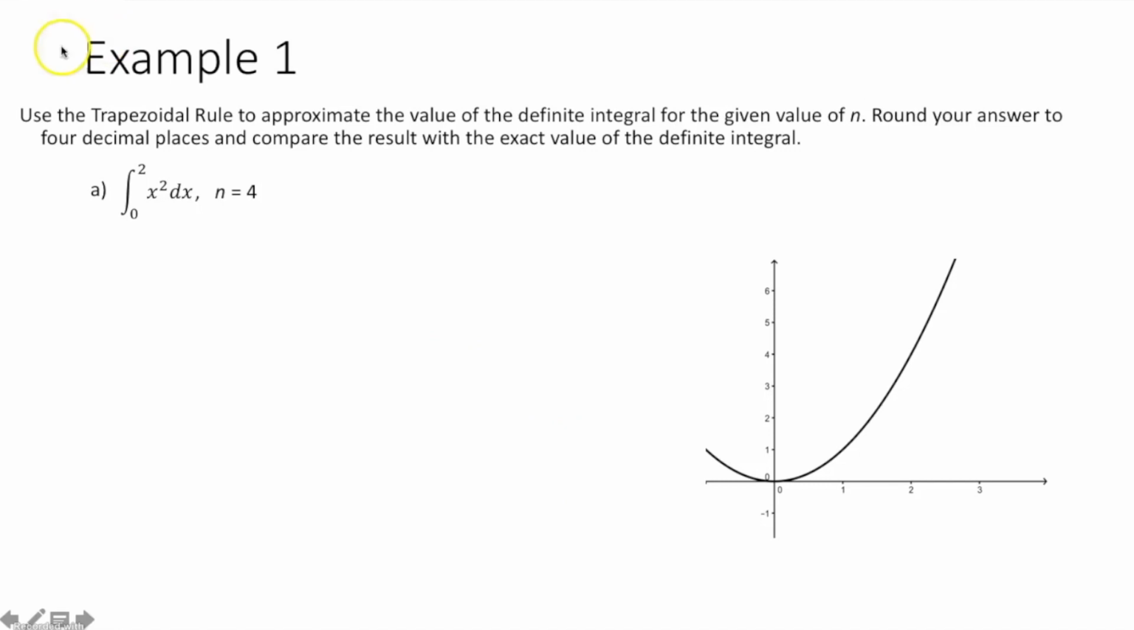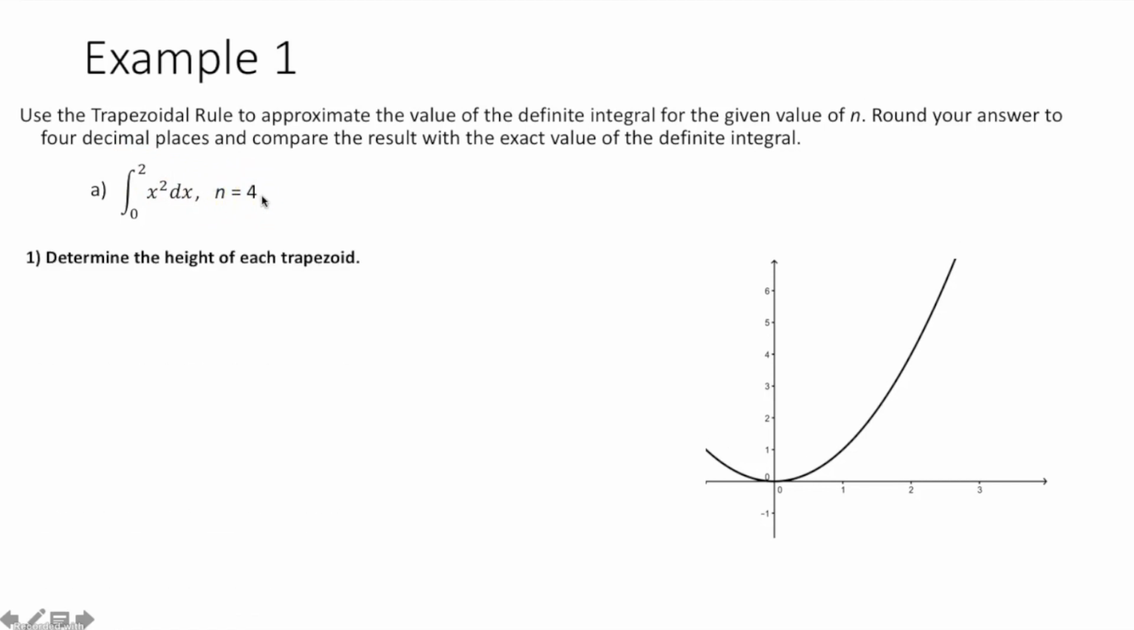Now, example 1 says use the trapezoidal rule to approximate the value of the definite integral for the given value of n. Round your answer to 4 decimal places and compare the result with the exact value of the definite integral. So here, we have the integral from 0 to 2 of x squared dx, where n is equal to 4. The interval is from 0 to 2, so 0 is your lower limit of integration, 2 is your upper limit, and we have 4 subintervals.